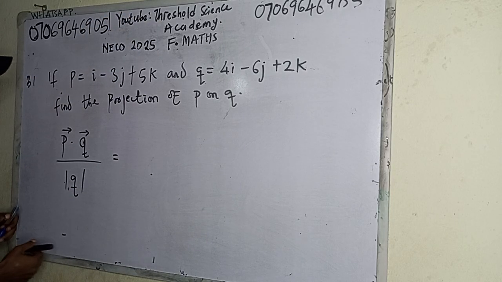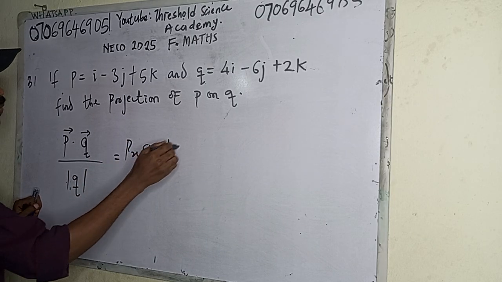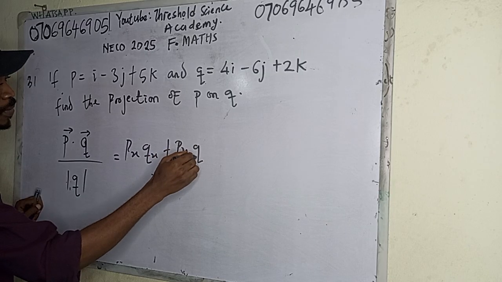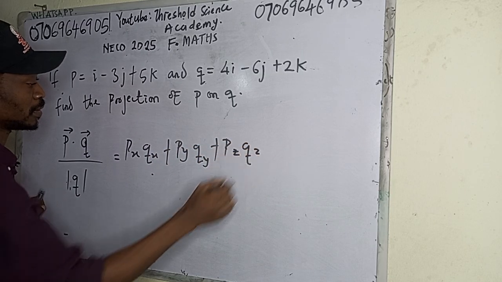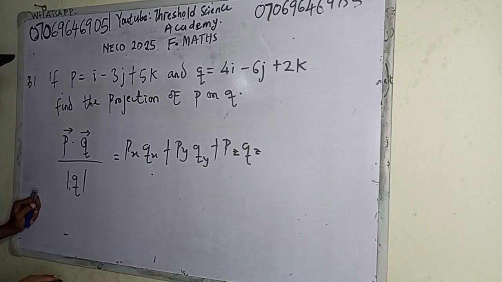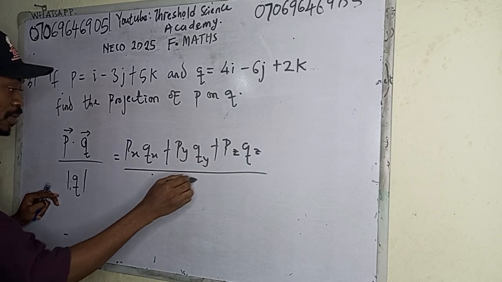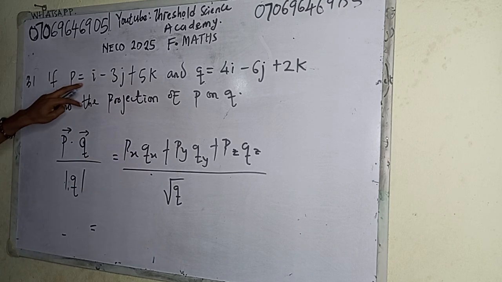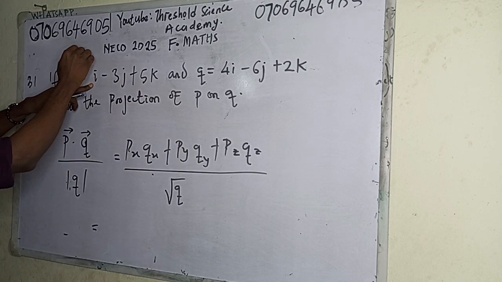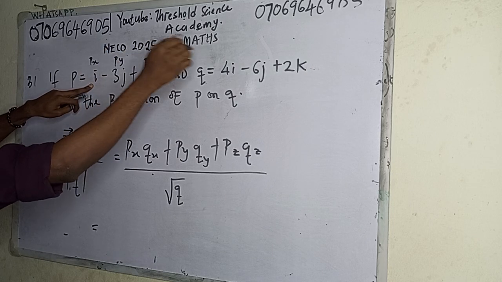And this is just going to be pxqx plus pyqy plus pzqz. All right. That is all over the magnitude or modulus of Q, which is just going to be the square root of Q. Px, where X represents I. Let me just write on top: px, py, pz.